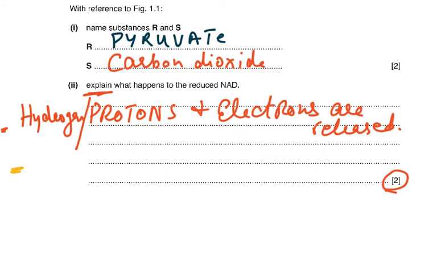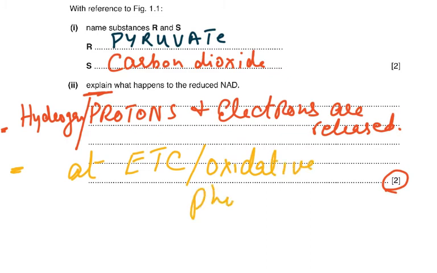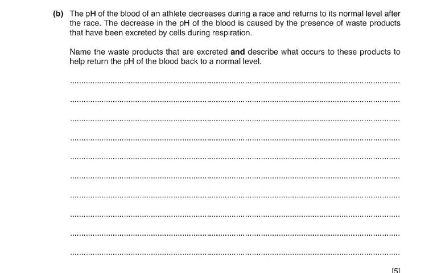And for the second mark, where? At ETC. Or ETC is allowed. It's a standard abbreviation. Or if you said oxidative phosphorylation. So the protons are released, and where does it go? It goes to the electron transport chain where for oxidative phosphorylation. Technically a difficult question.